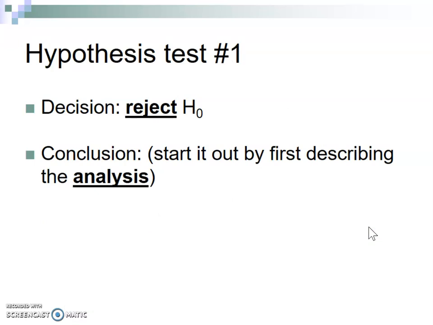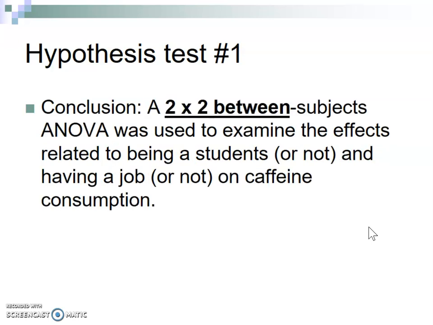And so before we write up the results of the main effect, we actually want to start out our conclusion by discussing what type of analysis we did in the first place. So the way we're actually going to start our conclusion here is we're going to talk about what analysis we did. So the actual analysis we did here was we did a 2x2.